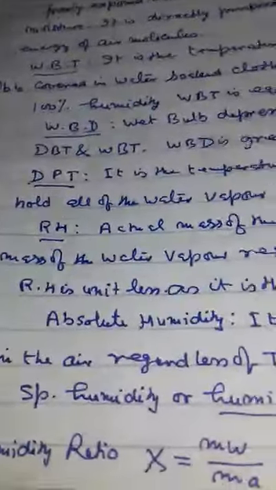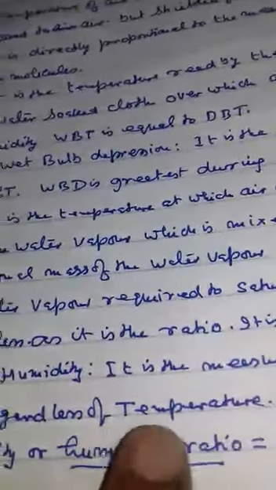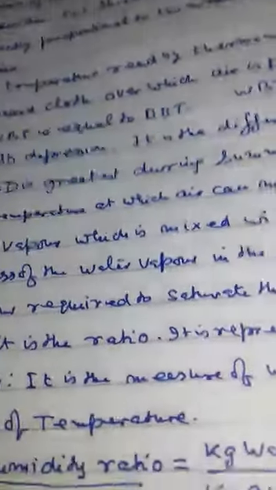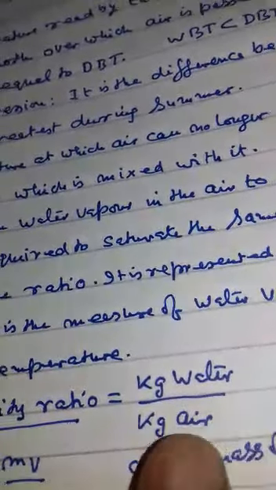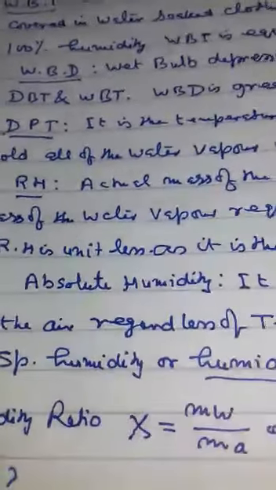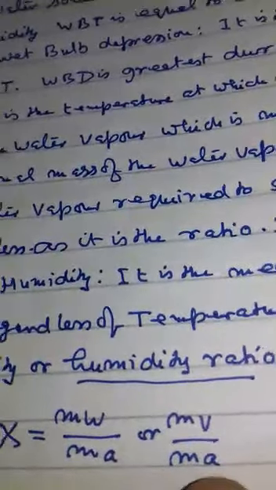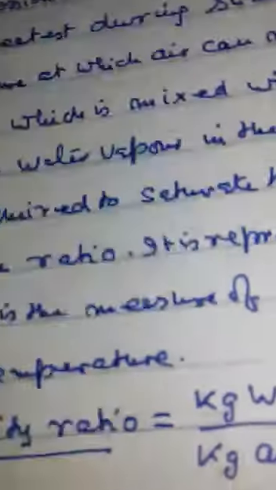Then comes specific humidity. Specific humidity is the humidity ratio, that is kg of water vapor per kg of air. Then next comes humidity ratio X. Humidity ratio is represented by mw upon ma or mv upon ma. That is the mass of the water vapor to the mass of the air, per kg of dry air.